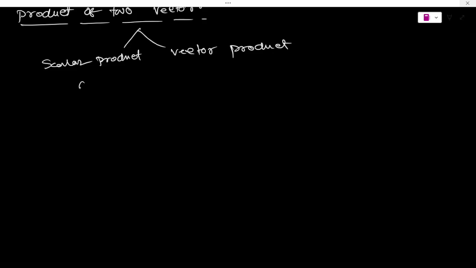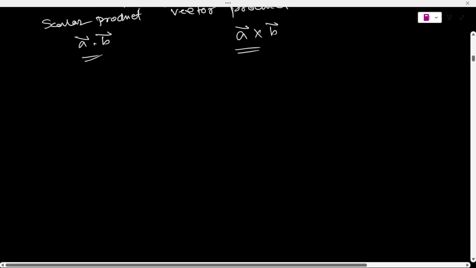A scalar product is A dot B vector, and a vector product is A vector cross B vector. Clear? Understand? So let's say a scalar product or dot product. A scalar product is also called a dot product.